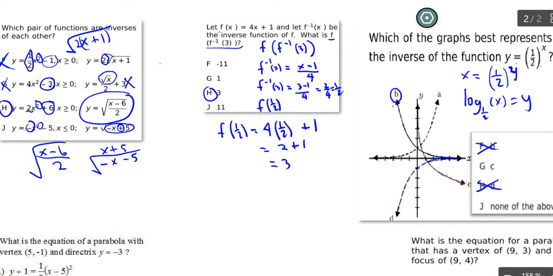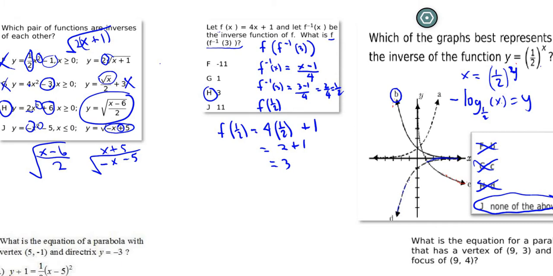All right, let's look at C. C is a logarithmic function that has been reflected across the x-axis. So we would have expected this to have a negative, to show a reflection across the x-axis like that, but it does not have a negative, so it's not C either. It's none of the above, because it does not have a negative showing a reflection across y.